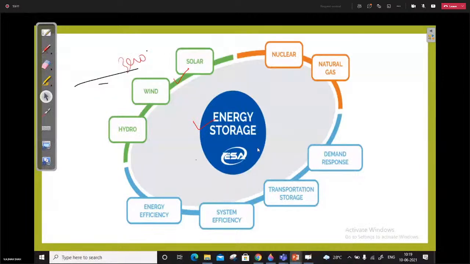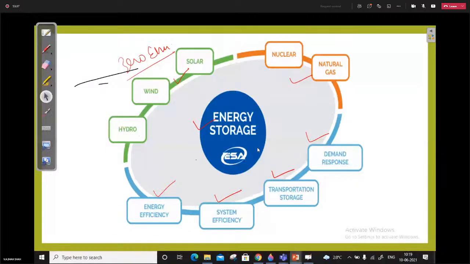The nuclear, natural gas. Again, for demand response you can also use an energy storage device. For transportation systems, to maintain system efficiency and energy efficiency, we use different types of energy storage devices. One of them is the supercapacitor. So now, what is a supercapacitor? It is also known as an ultracapacitor or supercapacitor.